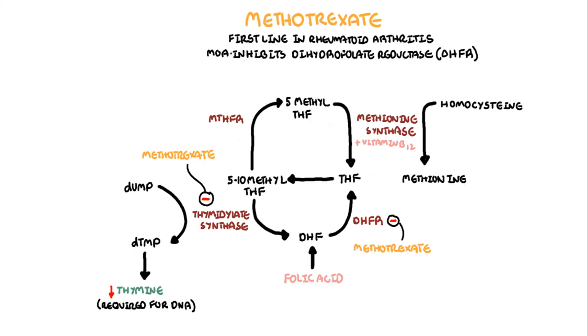So why is this important? Well, as you can see, methotrexate essentially reduces levels of methionine, and this results in the disruption in the methionine cycle. It reduces methionine levels and increases homocysteine levels.